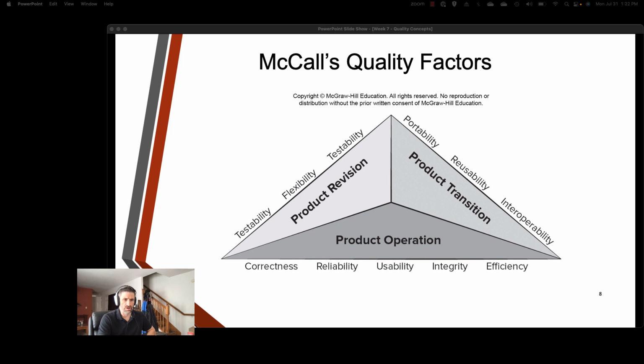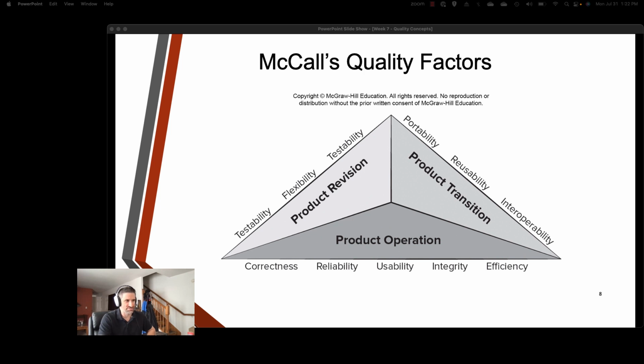So for our product revision, which is over here, we have flexibility, the ability for the software to adapt and accommodate new requirements. Testability, the software can be tested to ensure its quality and identify defects and errors. And they have testability on here twice. That's pretty funny. Okay, well, I already said testability. Maybe it's just that important.